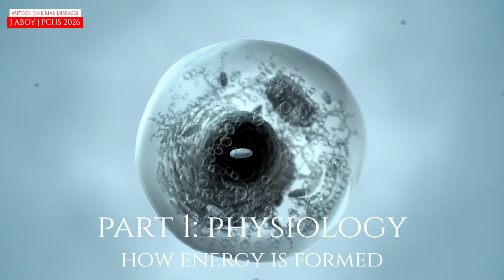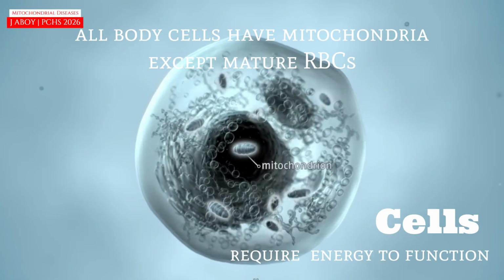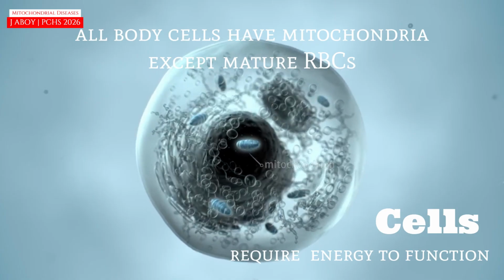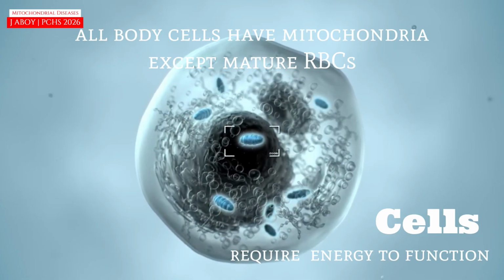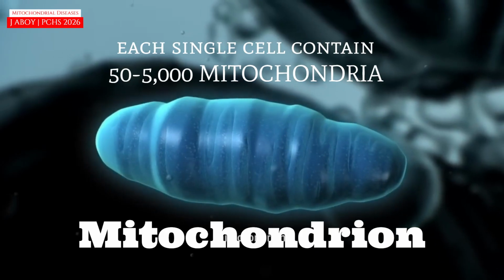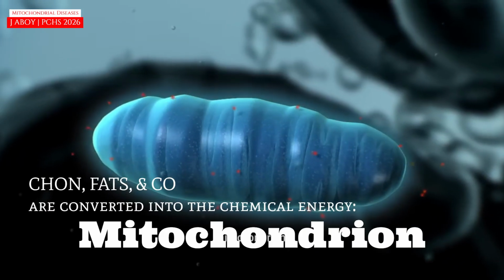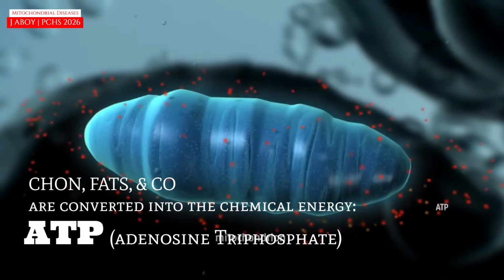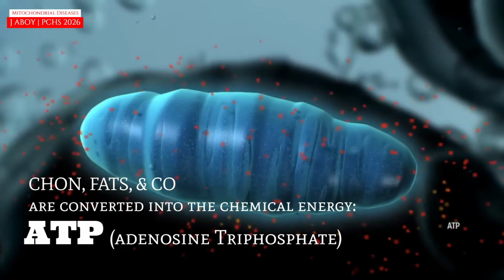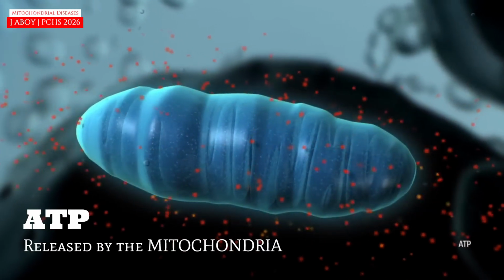Our body is made up of trillions of cells. They all require energy to function. This energy is created within our body, in every mitochondrion. Here, food is converted into chemical energy called ATP. ATP is released by the mitochondria, so cells can use it.